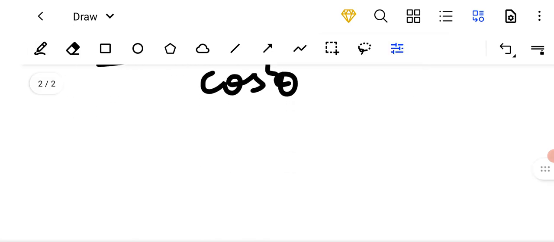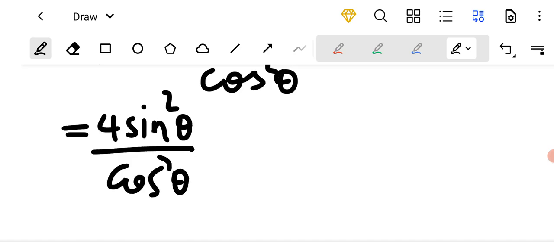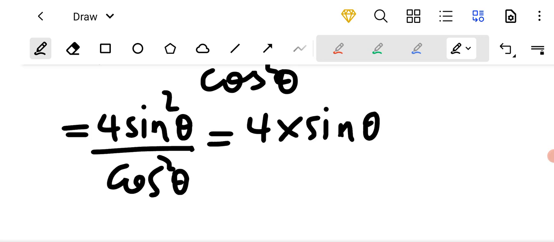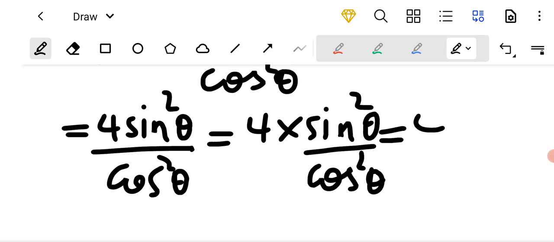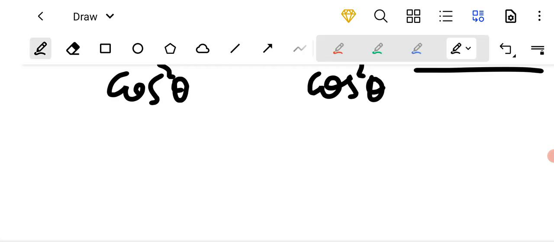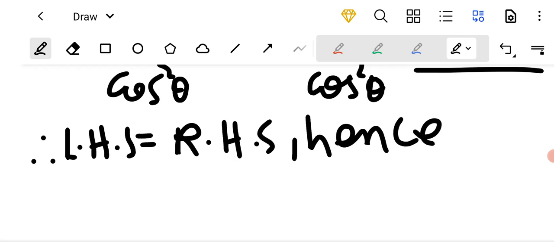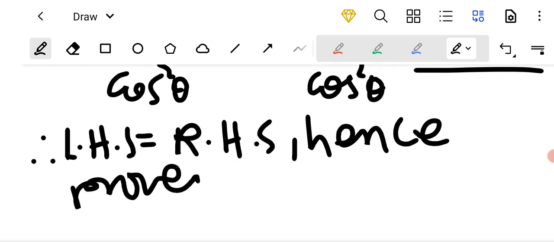Then if you add them, you are going to have is equal to 4 sine theta squared over cos theta squared, which is equal to 4 times sine theta squared over cos theta squared, which is equal to 4 tan theta squared, like that. So we have found what they are asking us to find. We say therefore left hand side is equal to right hand side, hence proven.